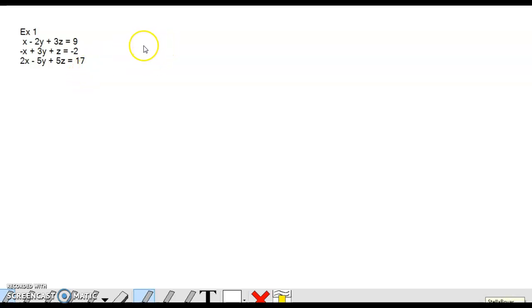The first thing that we want to do, just like we would do for solving systems of two variables, is eliminate a variable. You get to decide which variable you want to eliminate. When I look at this problem, it looks like the x's are going to be easier to eliminate. I'm going to call these equations 1, 2, and 3 so I know which equations I'm talking about. So I'm going to go ahead and eliminate my x's.